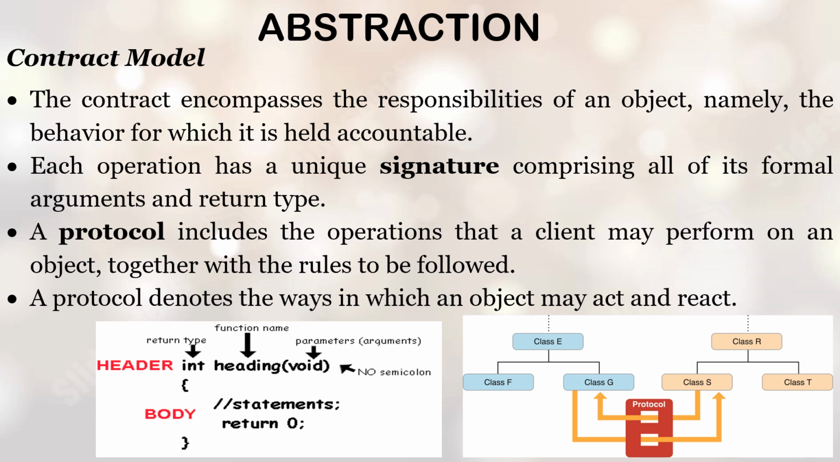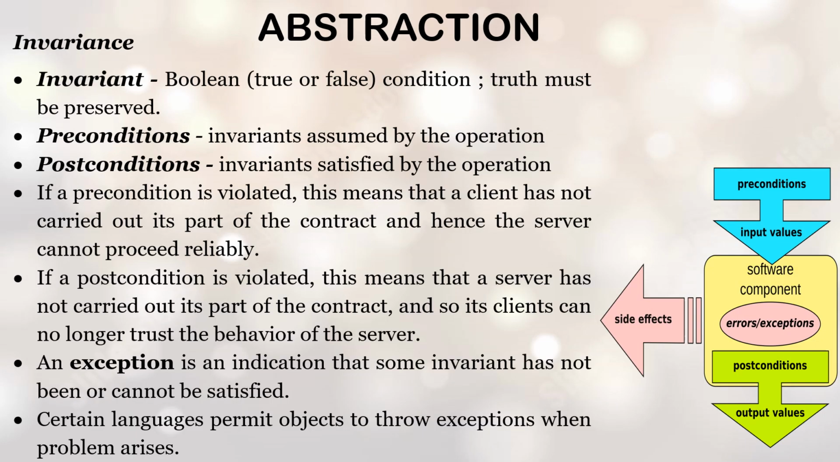Protocol denotes the operations and the rules to be followed. It gives details about how an object can act or react. Invariance. An invariant is a Boolean condition. It is of two types, preconditions and postconditions. As you can see in the diagram, preconditions are invariants assumed when we give input to the software component. Postconditions are invariants that must be satisfied when we get the output from the software component.